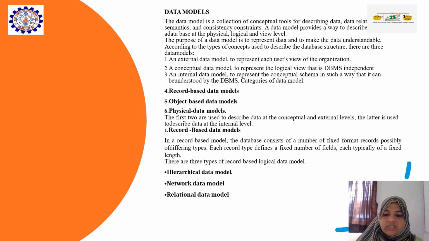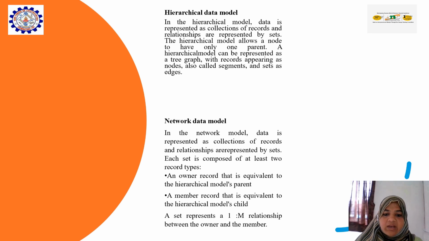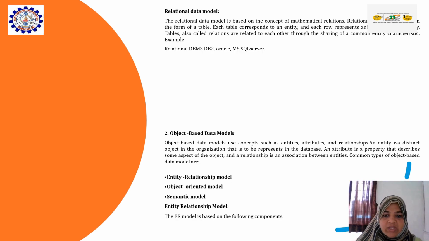First one is the record-based data model. In that we have the hierarchical data model, network data model, and relational data model. The hierarchical data model represents the collection of records, and relationships are represented by sets, whereas the network data model is represented as a collection of records and relationships represented by sets. Relational data model is based on a mathematical relational model that stores the data in the form of tables, such as DB2, Oracle, MySQL.